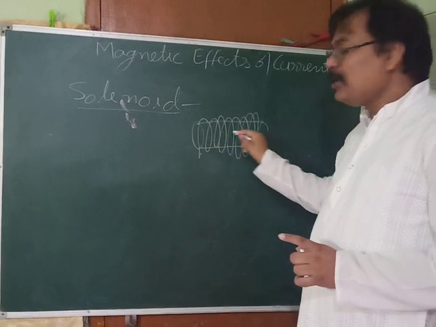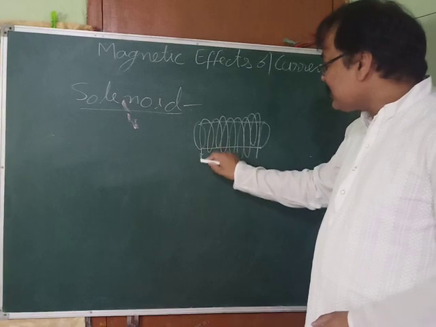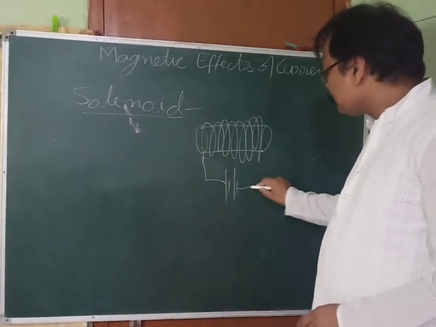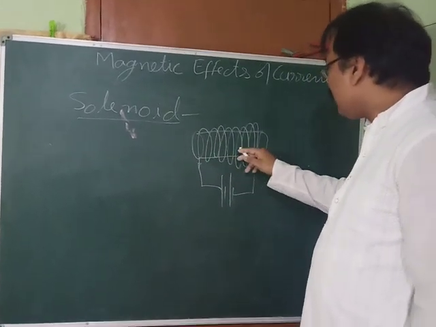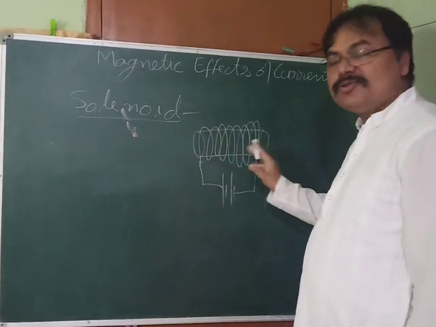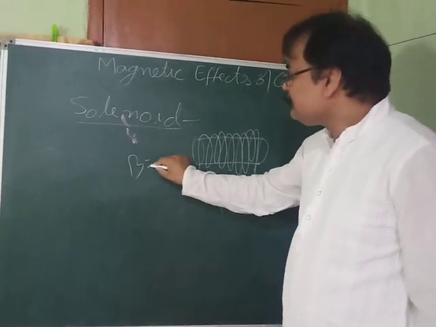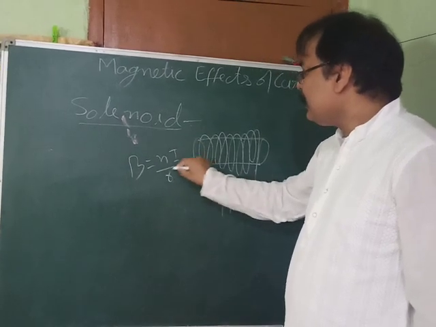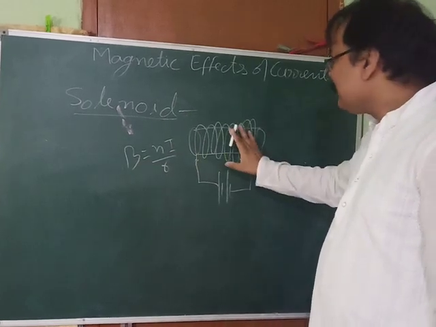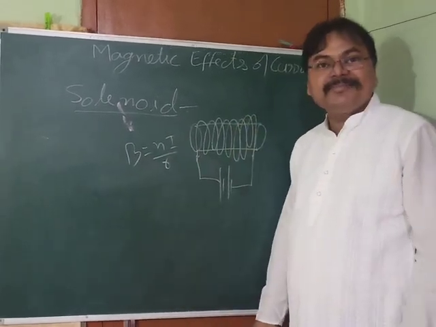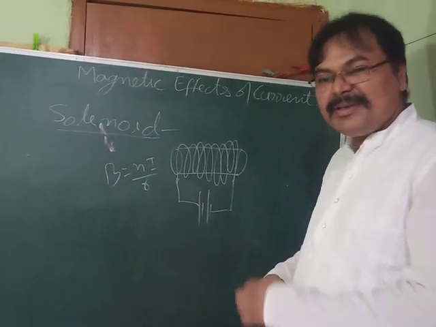So this is called a solenoid. And when it is connected to a battery or cell, then what will happen? Current is flowing through this, it has a large number of turns, and its radius is also small. So we know very well B is equal to Ni upon R. Radius is less, number of turns is more, current is flowing. So what will happen? It will behave as a strong magnet. This is called a solenoid.